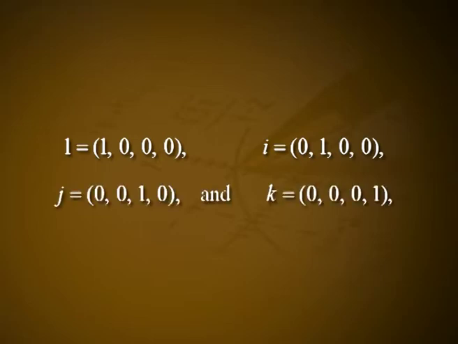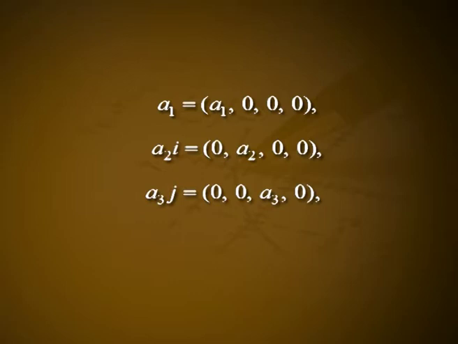We shall let 1 equal (1, 0, 0, 0), i equal (0, 1, 0, 0), j equal (0, 0, 1, 0) and k equal (0, 0, 0, 1). We furthermore agree to let a1 equal (a1, 0, 0, 0), a2 i equal (0, a2, 0, 0), a3 j equal (0, 0, a3, 0) and a4 k equal (0, 0, 0, a4). In view of our definition of addition, we then have (a1, a2, a3, a4) equal to a1 plus a2 i plus a3 j plus a4 k.